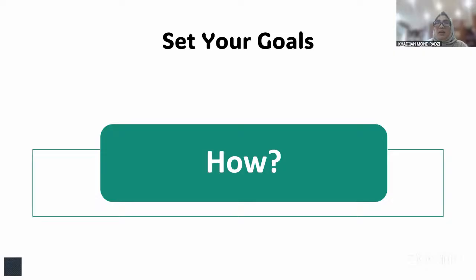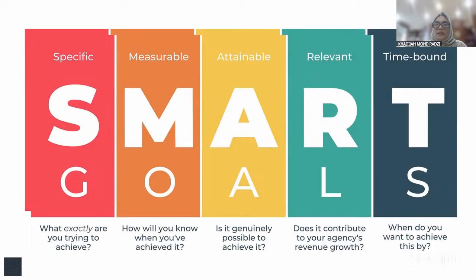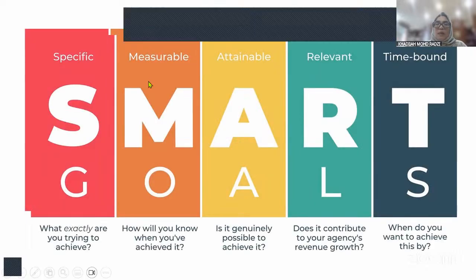If you fail to plan, you plan to fail. Okay, doing something without any goal will not be beneficial. So how can you set your goal? Okay, so one of the ways that you can set your goal is by having the SMART goals. Okay, what is SMART goals? Firstly, S stands for specific. What exactly are you trying to achieve?